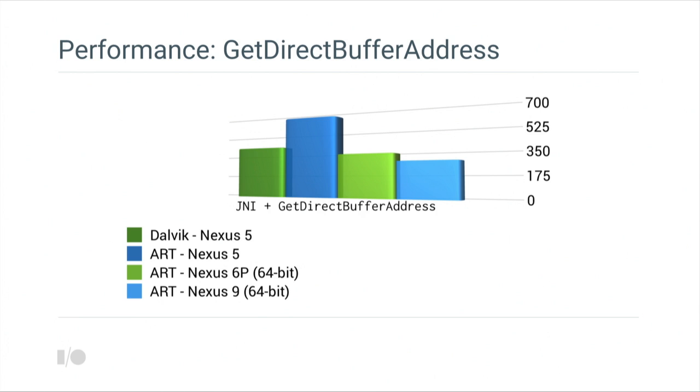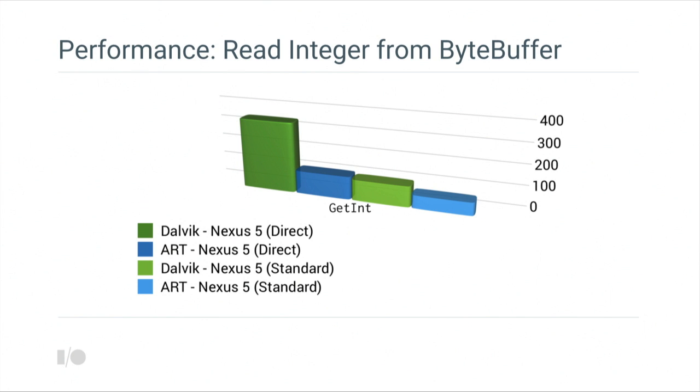But you notice something really interesting here. If we actually go to read back from the byte buffer, it's actually like 3 times as expensive to read from Dalvik compared to using ART. And this makes no sense. Why? We've seen in every other call that Dalvik does this much faster than ART. So what's going on here?